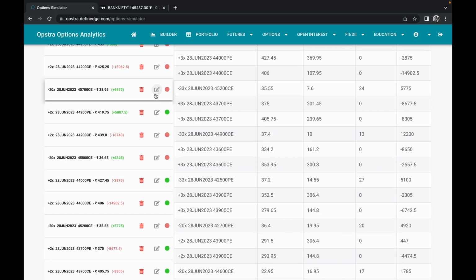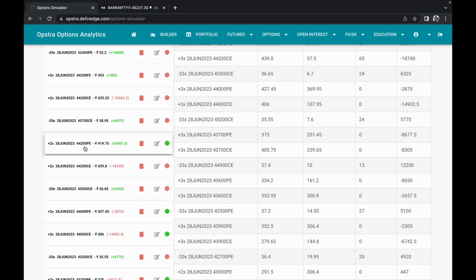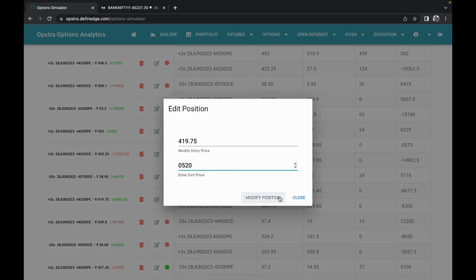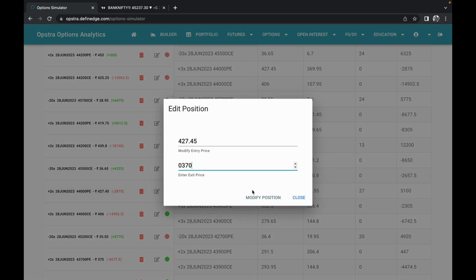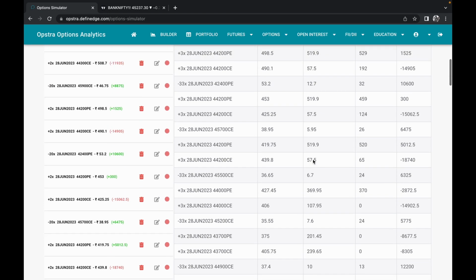So let's square off the two positions of put buy option. The oldest put buy option that we have available is 44,200, and the premium currently running is 520. And the other one is 44,000, and the premium is 370. Okay, after the adjustment, as you can see, we are making a loss of 33,400 rupees, right?